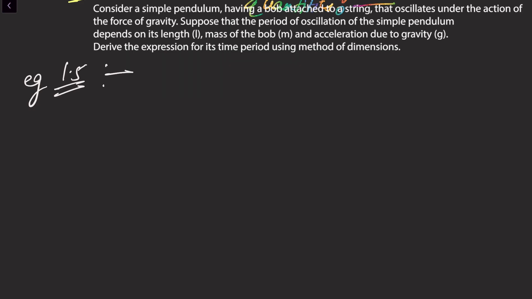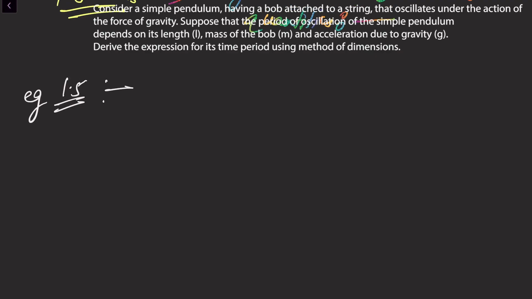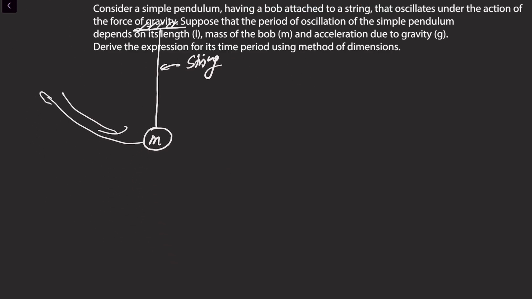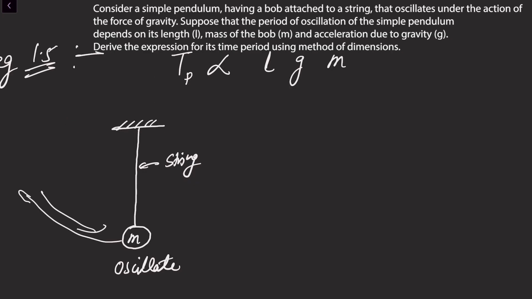Okay, so the period of oscillation depends on length. Time period of the pendulum is directly proportional to length, acceleration due to gravity, and mass of the bob. So how is a simple pendulum? This is the string, this is the bob, and it will go like this and come back, it will oscillate, right? So derive the expression for its time period using the method of dimensions.